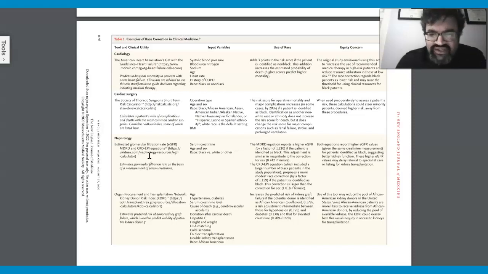So the MDRD equation reports a higher estimated glomerular filtration rate if the patient is identified as Black. Now that's a problem. This adjustment is similar in magnitude to the correction for sex. That's a problem because it means that kidney function a lot of times may not be as optimal as this race correction is making it out to be. Similarly, the CKD-EPI equation, which included a larger number of Black patients in the study population, proposes a more modest but still a race correction.